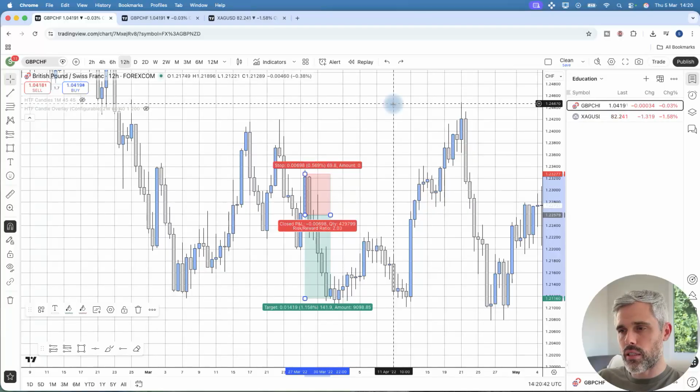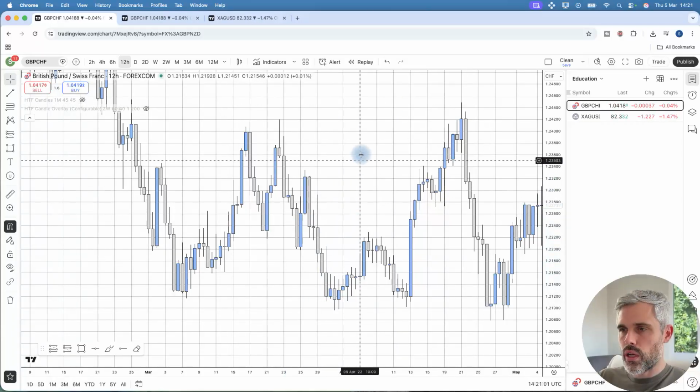In order to read price action effectively, you need to combine it with higher time frame candle closures, because that's what tells you what phase of price we're actually in. So I'm going to show you an example of how to get into high probability trades like this 2R that played out perfectly on GBPCHF. Let's get into it. So we are looking here at 12-hour price action.